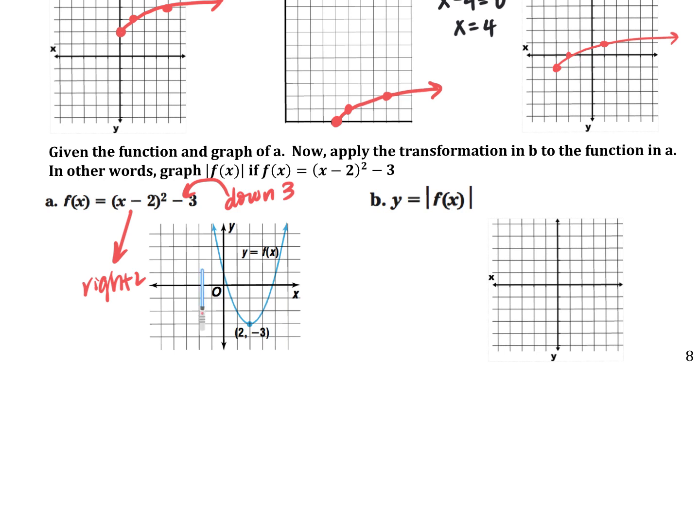You guys, did they do that on my parabola? Did they take my origin, Beck, stay with me for 1 sec. Did they take my origin of x squared? Did they go to the right 2? Down 3. And just shift it down?